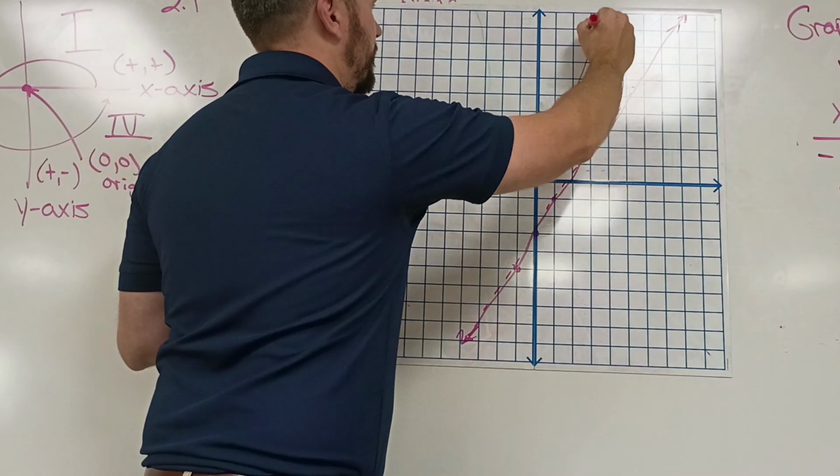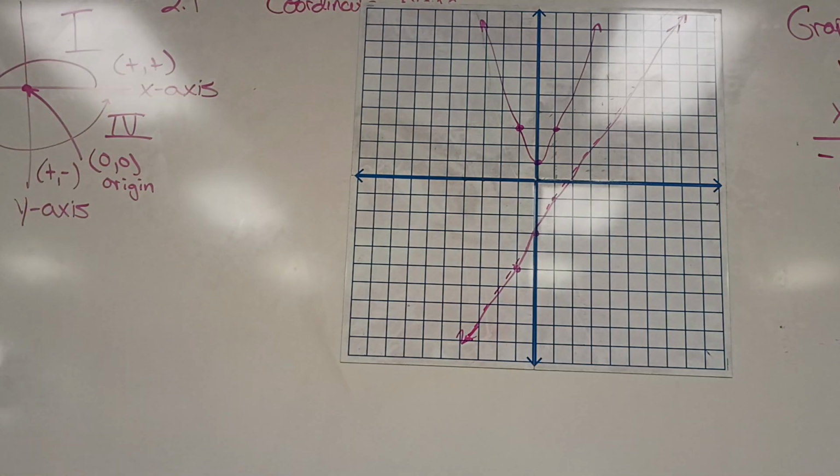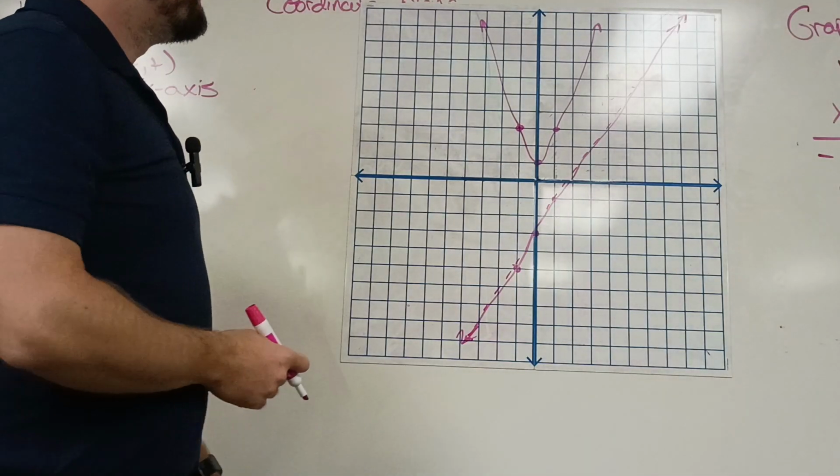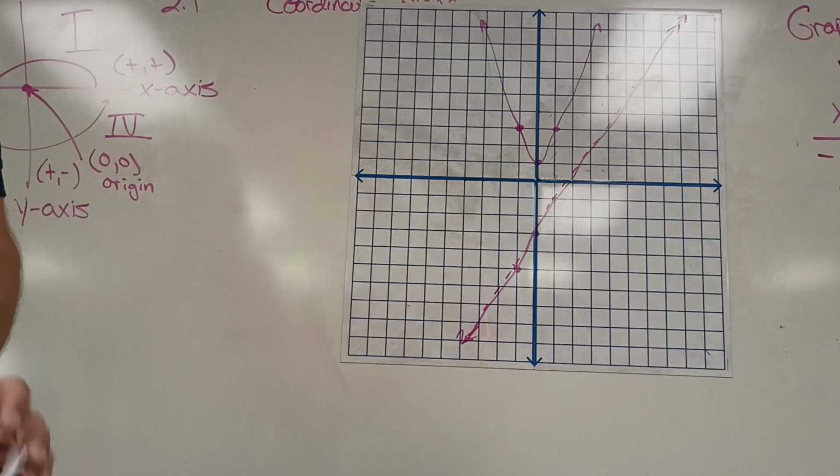And if you remember, quadratics look like this. And again, we're going to hit quadratics harder later. This is sort of an intro to graphing, plugging in things. Are we good? Any questions on graphing using a t-table?